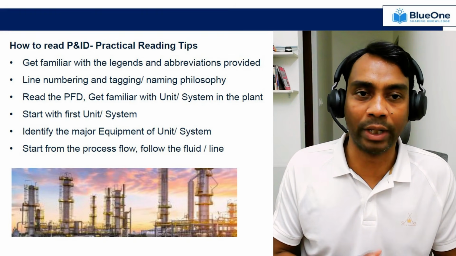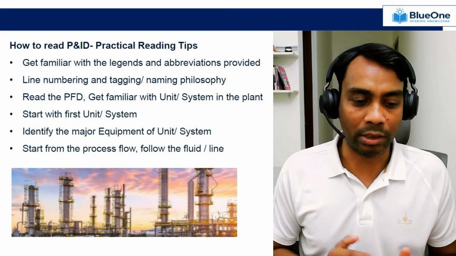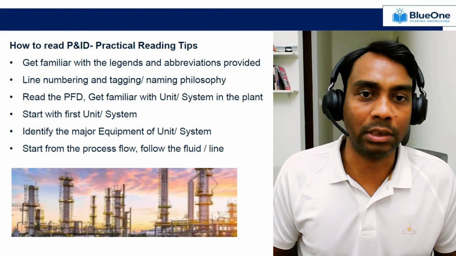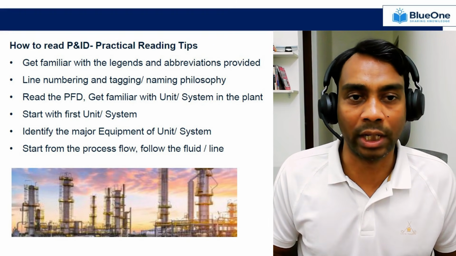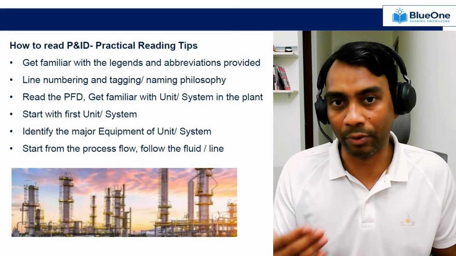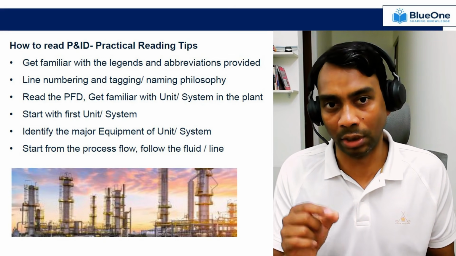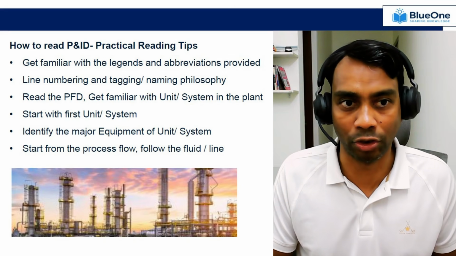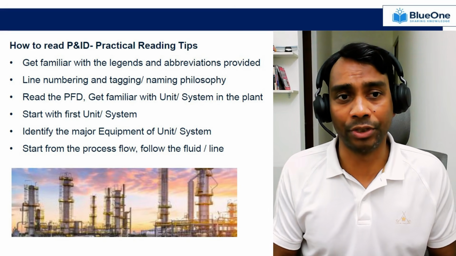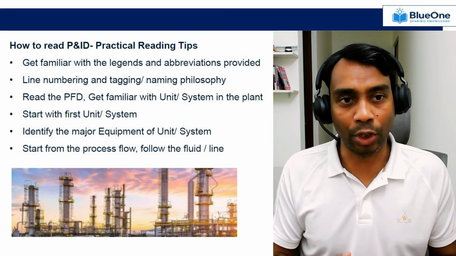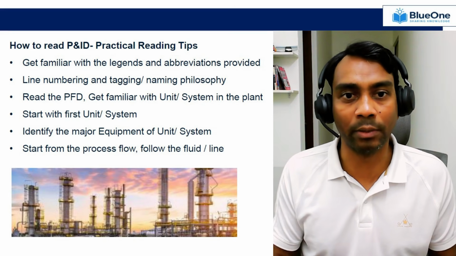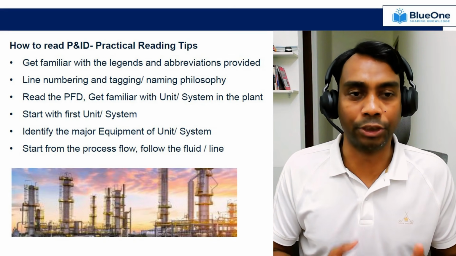If you go to any particular P&ID, try to find out where the legend sheet and abbreviation sheet are. Get that sheet, go through it, and try to understand the different legends being used and the abbreviations used for tagging and the naming philosophy. Once you are good with the legends and abbreviations, try to decode your line numbering, tagging, and naming philosophy to understand more depth about the system.